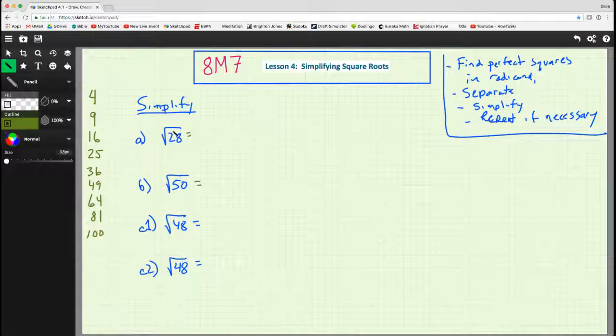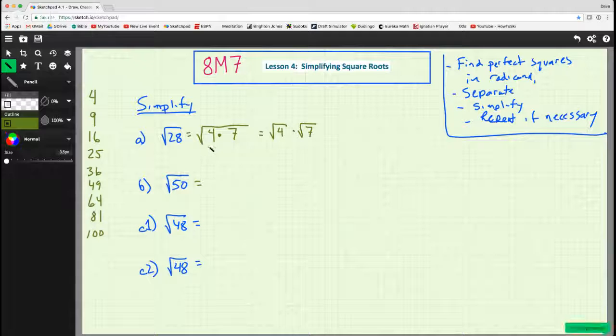So let's see. What perfect square is hiding inside the square root of 28? Well, it's not 36 because that's bigger than 28. It's not 25. It's not 16. It's not 9. So it's 4. 4 does go into 28. So I'm going to rewrite this as 4 times 7. Now we're going to use our split rule and say that's equal to the square root of 4 times the square root of 7.